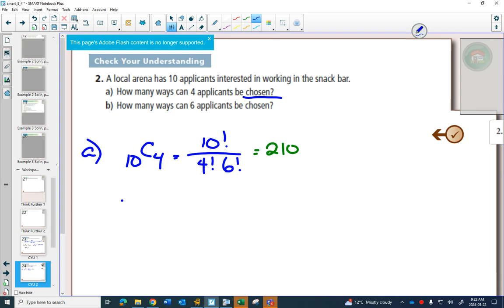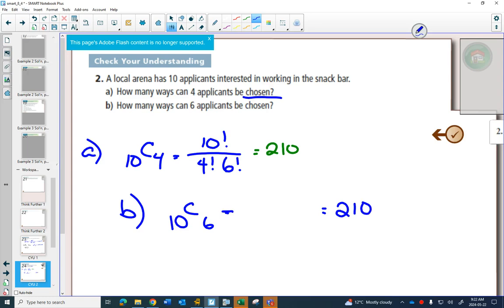And then in part B, they say, how many ways could you, all of a sudden you're like, no, we can't just hire 4 people, that's not enough, we have to hire 6. So now you're doing 10 choose 6. And this is an important property of combinations. If you type this into your calculator, you also get 210.